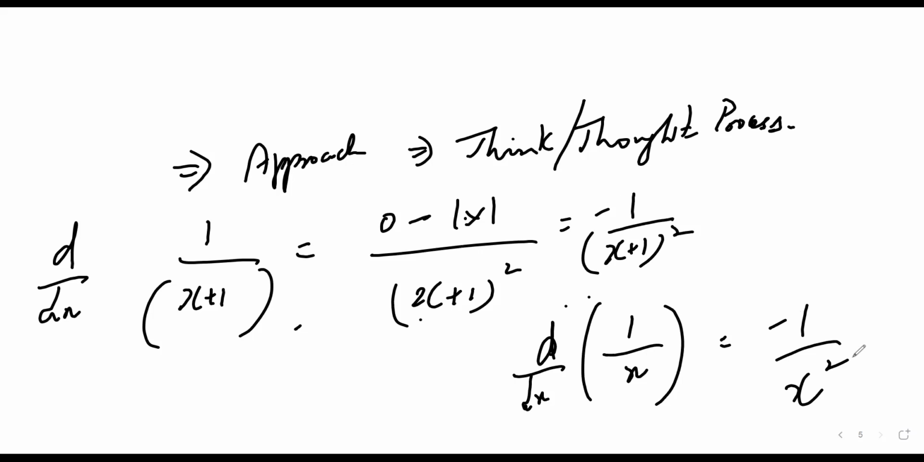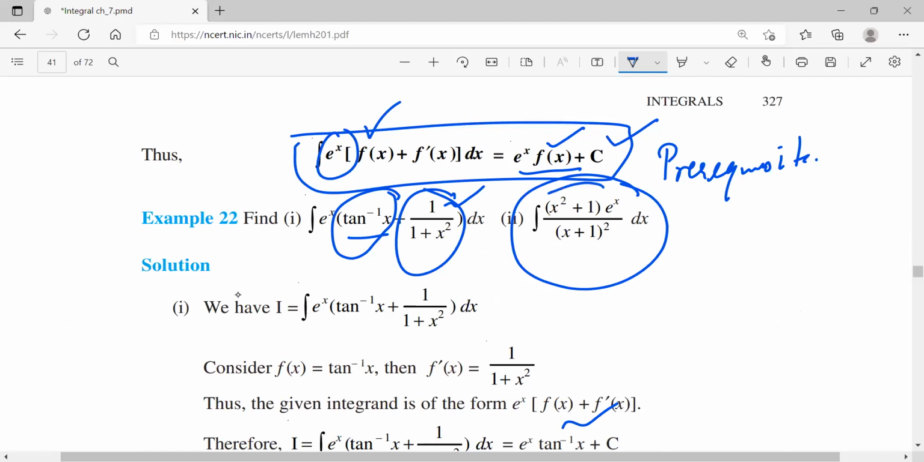Correct? Minus 1 by x square. So same thing I'm doing in getting rid of minus 1 by x plus 1 the whole square. But the problem with this problem is what? Basically, this is having something called x square plus 1. 1 by x plus 1 the whole square is fine. But this is having something called x square plus 1. So how do I get to this?